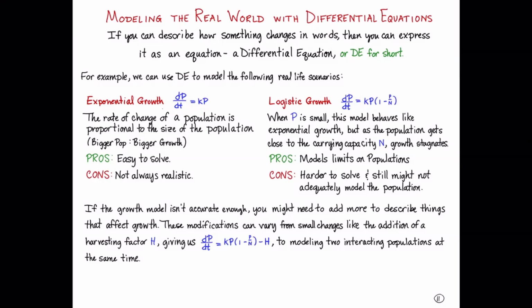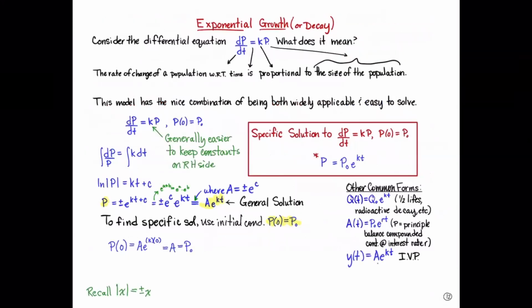We can even modify it more by adding a harvesting factor. And so this minus h would be, say you wanted to let somebody come fish in your lake. So you have to account for the fact that not only is the population growing because the fish are reproducing, but the population is balanced off by dying because people are fishing. So that's the big picture idea behind these growth models. So let's do an example.